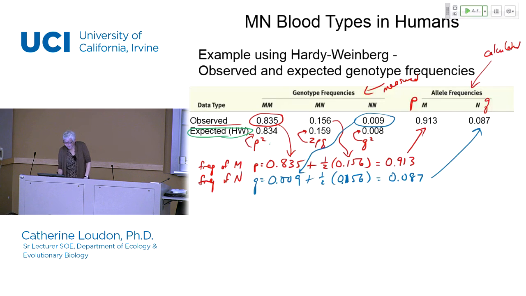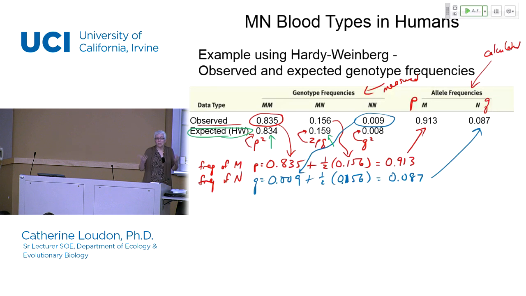And so if we take 0.913 and square it and plug it in right here, we get 0.834, for example. And 2 times P and Q is 0.159 and so on. So it does, in fact, turn out that the numbers we get by plugging them into the Hardy-Weinberg formula very closely match the genotype frequencies that were directly observed.